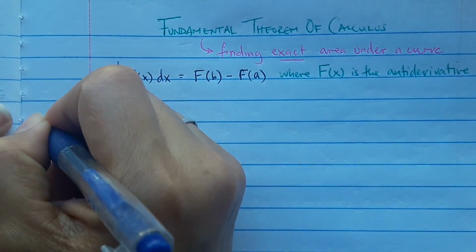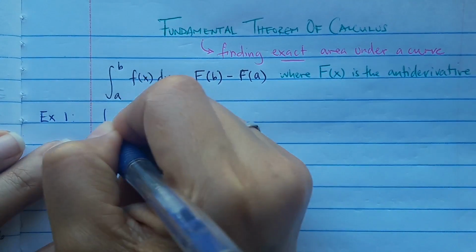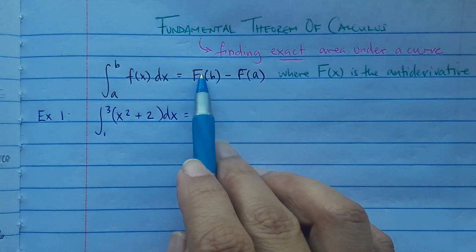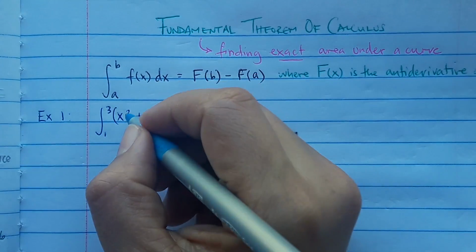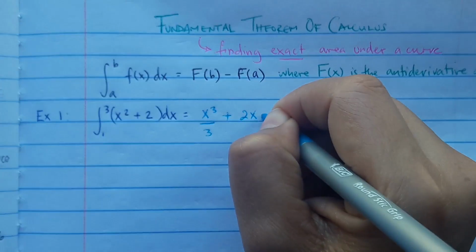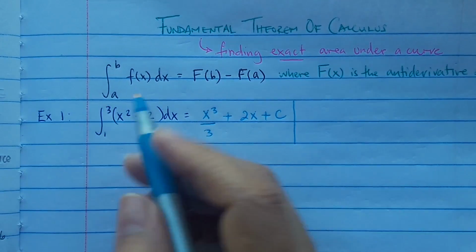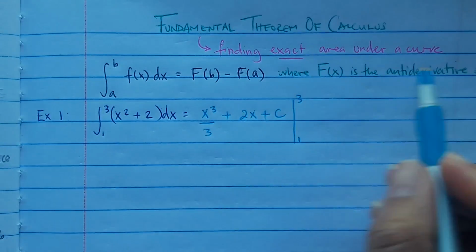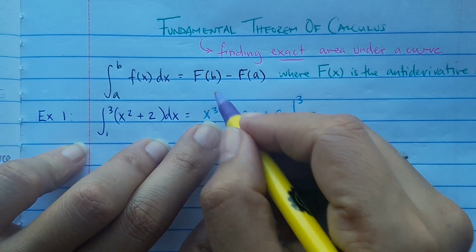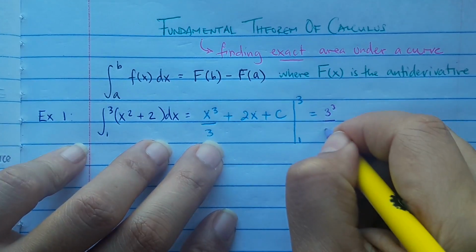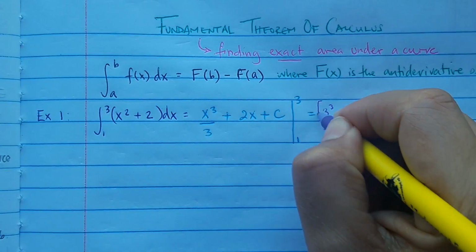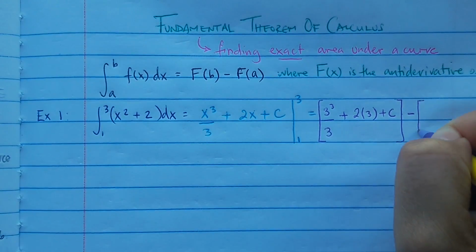Alright, so let's take a look at an example because this is really simple. The integral from 1 to 3 of x squared plus 2 with respect to dx. All you do is you integrate it. So that's going to give me x cubed over 3 plus 2x plus c. The notation to write this so that you know to evaluate is a straight line down and goes from 1 to 3. So what it means is you plug 3 in first, then you subtract whatever you get when you plug 1 in. So let's plug in 3. We're going to get 27 over 3 plus 6 over 3 plus c. And we're going to subtract when we plug in 1.